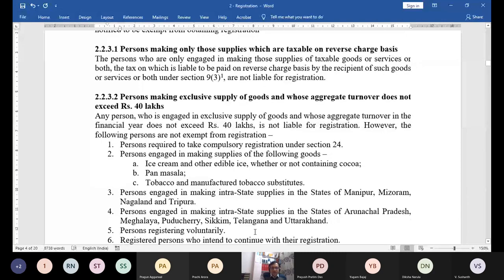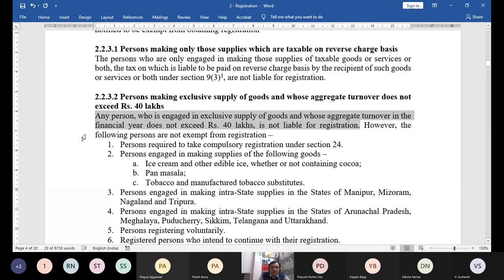I told you this also. When I'm supplying goods only and my aggregate turnover does not exceed 40 lakh, then I'm not supposed to take any registration. Any person who is engaged in exclusive supply of goods and whose aggregate turnover does not exceed 40 lakh is not liable, but it comes with riders.